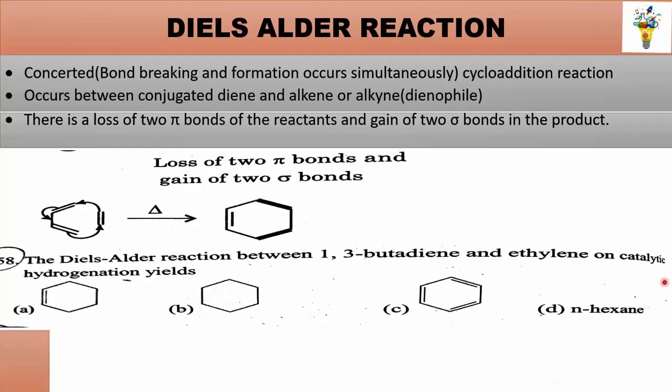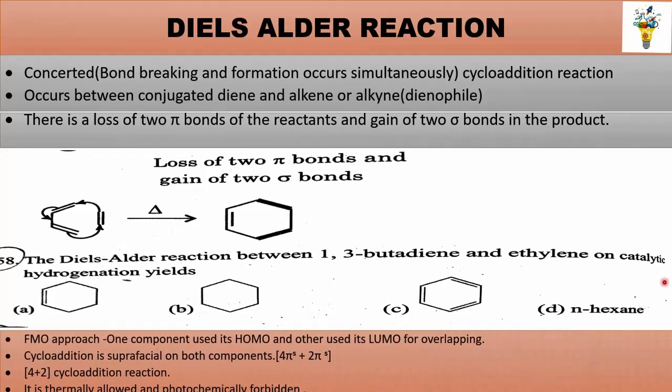Okay. Then it is a 4+2 cycloaddition reaction. Why is it called a 4+2 addition reaction? Butadiene consists of 4 pi electrons and the alkene, ethylene, or alkyne has 2 pi electrons. So the cycloaddition involves 4 suprafacial and 2 suprafacial, that is, the overlapping of the orbitals is suprafacial, on the same plane, between the 4 pi orbital of the butadiene and the 2 pi orbital of the ethylene.